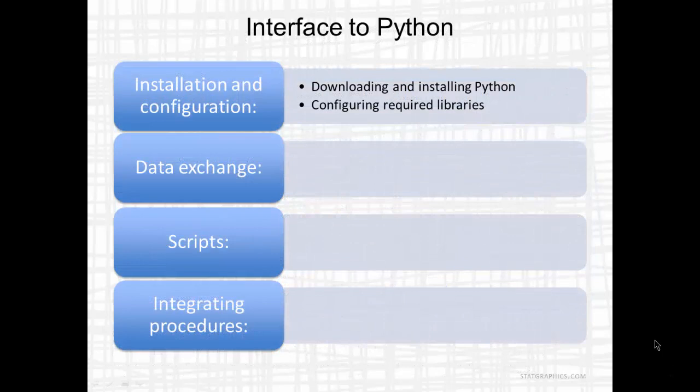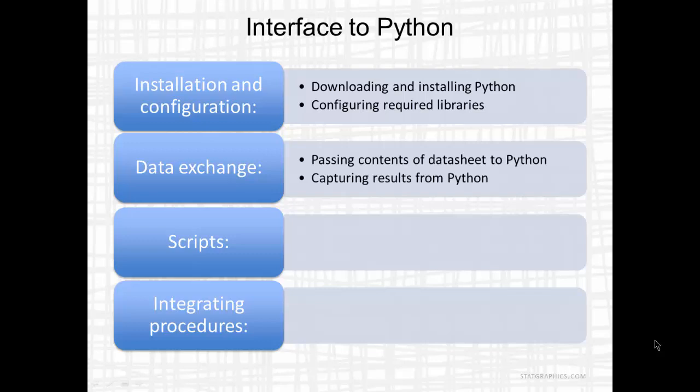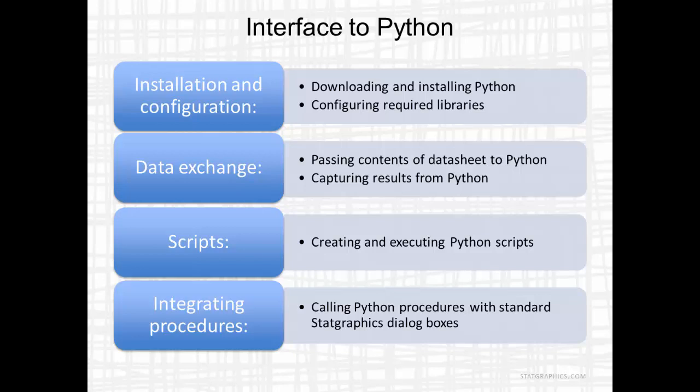In this video, we'll discuss four topics. The first is installation and configuration. I'll show you how we can use Statgraphics to help download and install Python and configure the required libraries. The second topic will be data exchange, passing the contents of a Statgraphics data sheet to Python and later capturing results back from Python. The third topic will have to do with creating and executing Python scripts. And finally, I'll show you how we're building standard Statgraphics dialog boxes to call popular Python procedures.